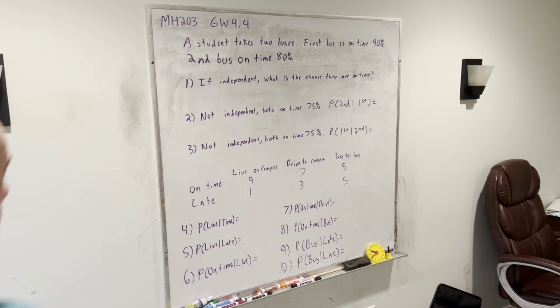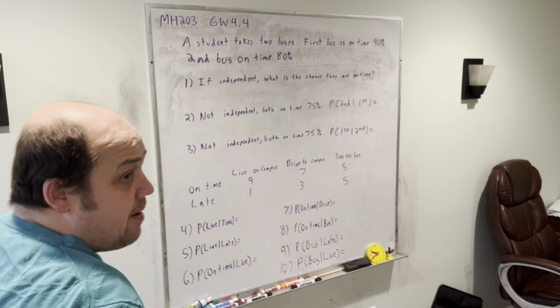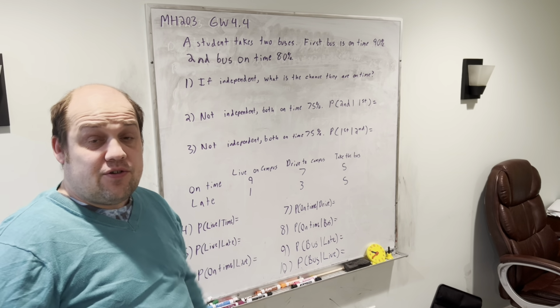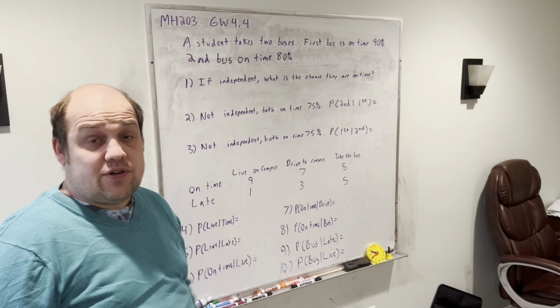This is the group work that goes along with section 4.4, conditional probability. This is definitely a difficult topic, just theoretically understanding what it means to be a conditional probability. So I recommend that you look through the examples from the lecture and make sure you familiarize yourself with the different ways this can be presented before you try the group work.